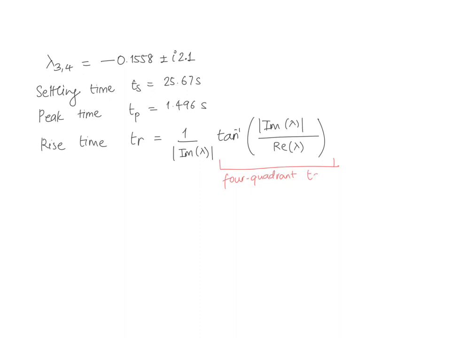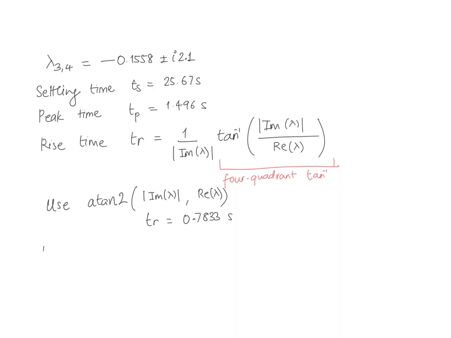So if this is the 4-quadrant tangent inverse, the best way to do this is to use the atan2 function in MATLAB. atan2, that's arctangent in the 4 quadrants. And the syntax for that is just something like this, the imaginary part, comma, the real part. And if you work that out, the whole rise time works out to 0.783 seconds. So that's the rise time.